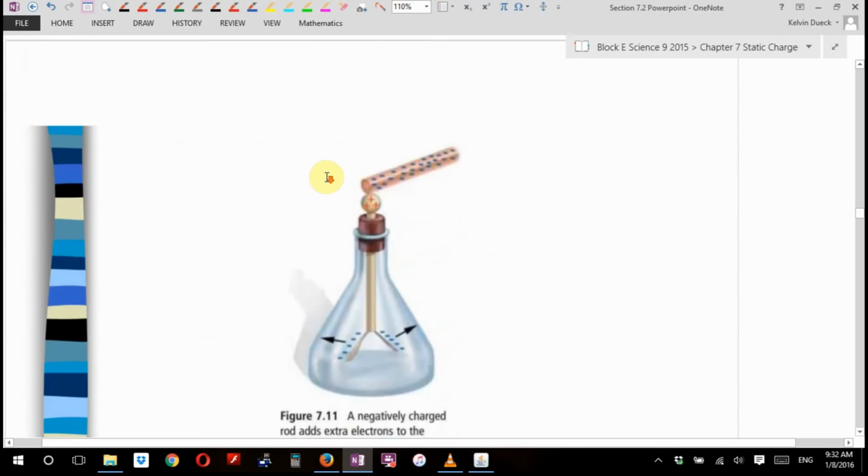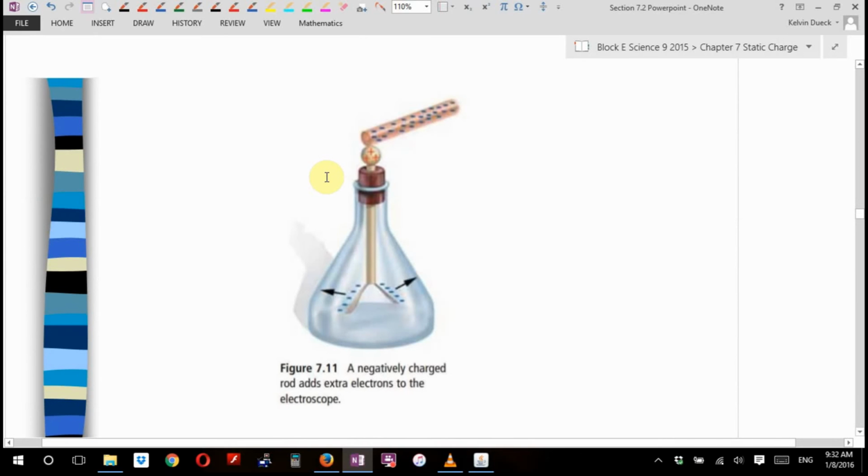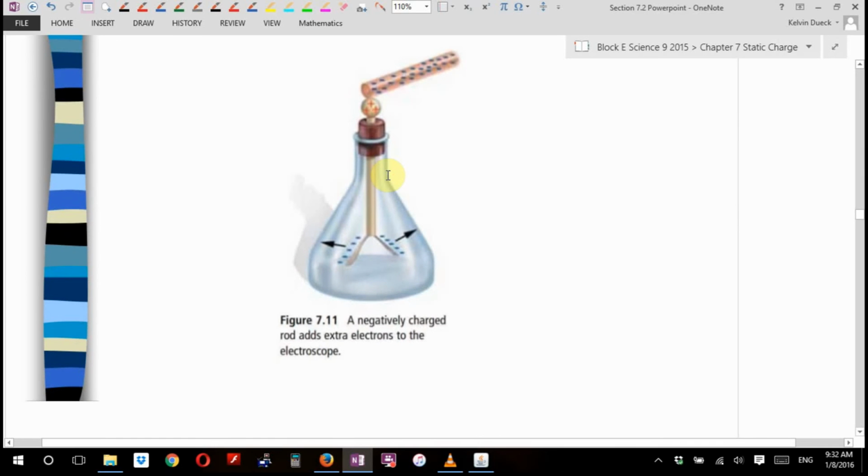This is what was going on when you came in contact. A negatively charged rod actually physically adds extra electrons to the electroscope. And by the way, that's why you have that little plastic ring around the metal, because that plastic ring insulated the foil from the rest of the metal chassis so that it wouldn't get grounded into your desk.